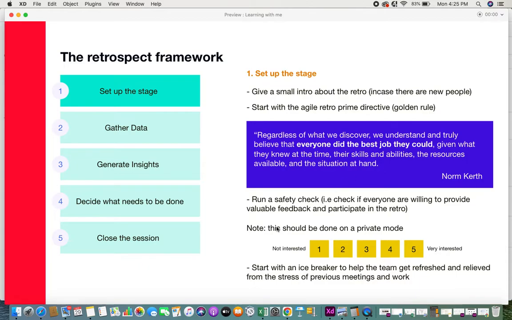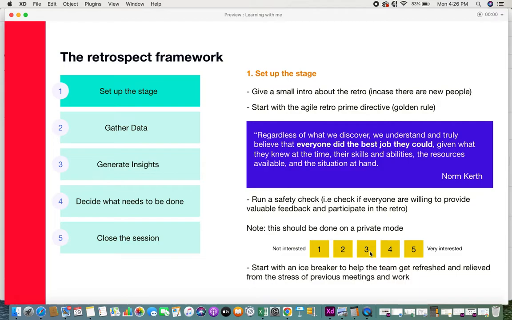Apart from this, you also can run a safety check. For example, checking if everyone is willing to provide valuable feedback and participate in a retro. Now, in the retro, it's very important that people are open to share feedback, because it's only through this feedback that you're able to generate ideas, understand what went wrong, and take suitable action plans. So if no one is interested in providing feedback, then this session is going to be meaningless. So you can always do it in a private mode, because not every time people will be okay with saying that no, I'm not okay with sharing feedback.